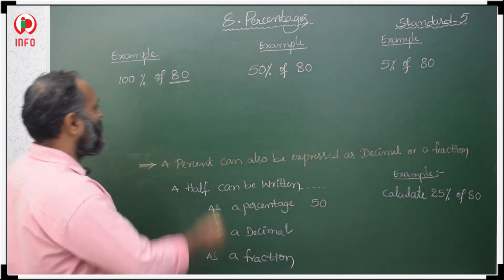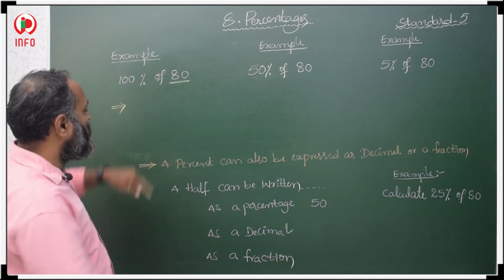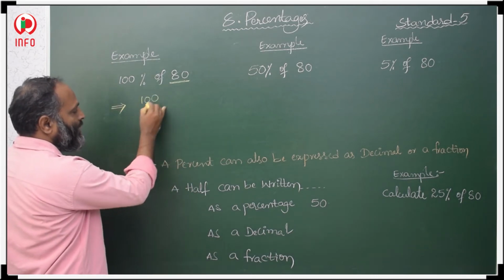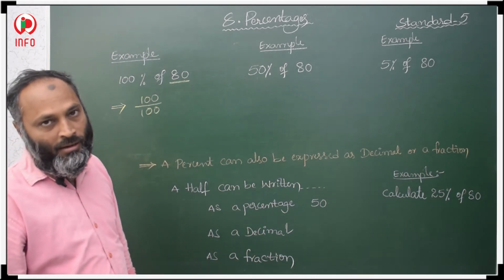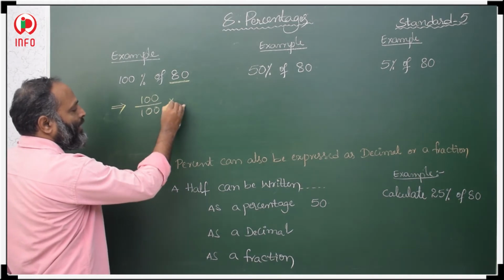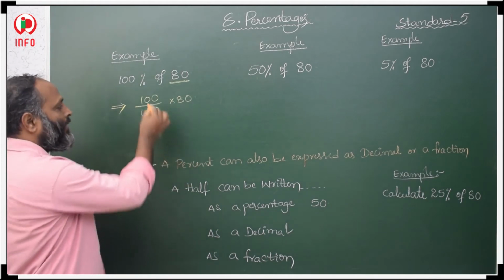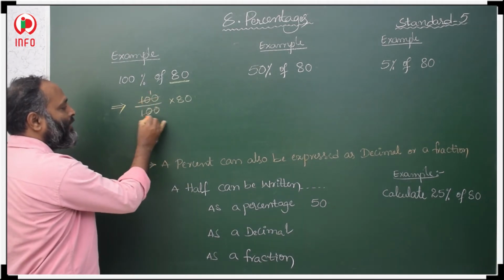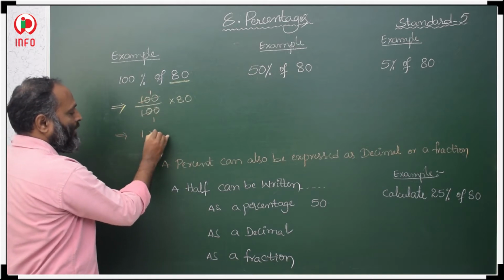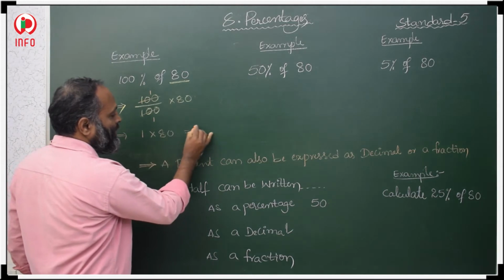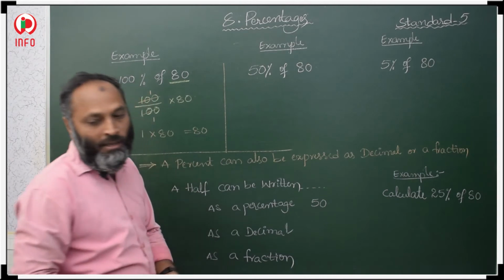Here, 100% of 80. To find it, first we have to take the given percent by the total percentage, which is always 100, and multiply with 80. 100 ones are 100, so 1 into 80 is 80 grids. 100% means 80 grids.